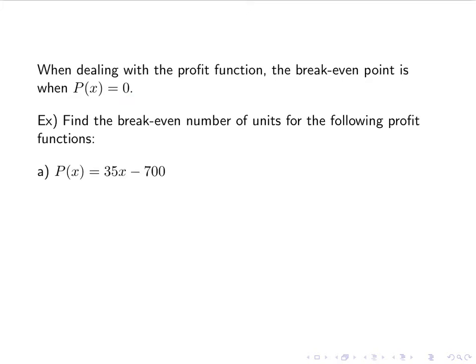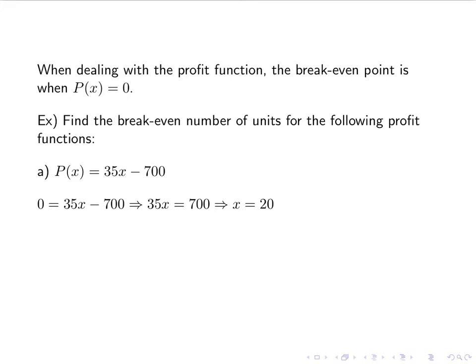So A, P of x equals 35x minus 700. So I'm going to set that equal to 0 and then solve for x. So again, the profit function happens to be a really nice line, so we know how to solve those. I'm going to bring my constant over. So I have 35x equals 700 and then divide by my coefficient. So 700 divided by 35 is 20, so x equals 20.